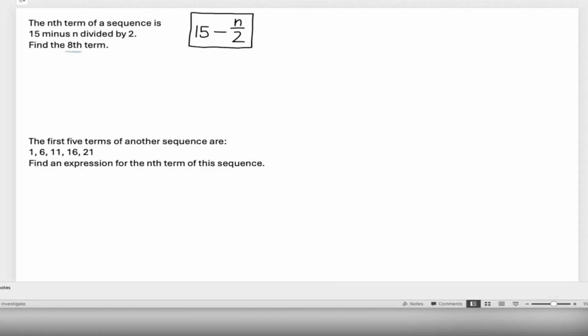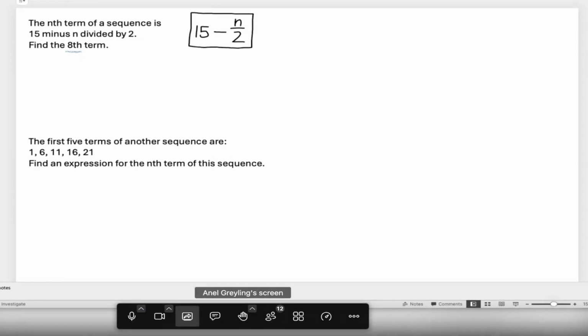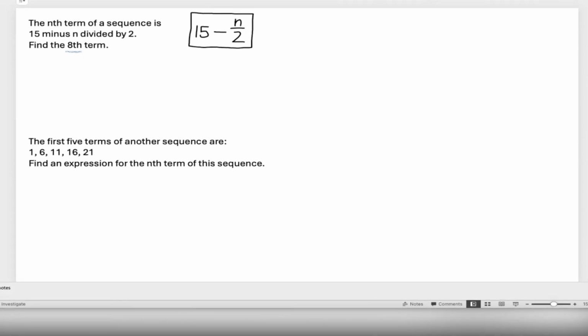Let's have a look at this question. The nth term of a sequence is 15 minus n divided by 2. Find the eighth term. Okay, so to find the eighth term, we substitute the value of n with 8. So instead of writing n, we are just writing 8. So let's see, what is 15 minus 8 divided by 2? So 8 divided by 2 is equal to 4, right? What is 15 minus 4? It is 11. So that means the eighth term will be equal to 11.